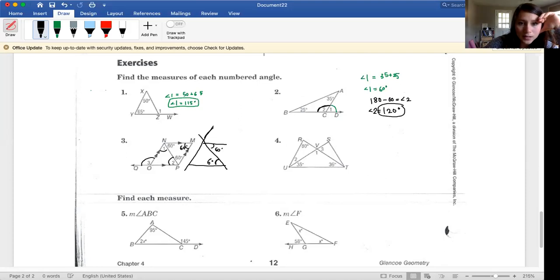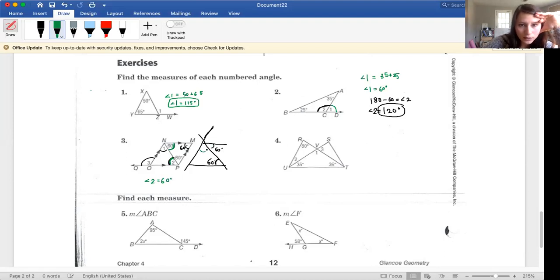Probably 60 degrees, right? This is what we call alternate interior angles. We just learned that last chapter. So 60 right here, 60 right here, alternate interior angles. So angle 2, we don't even have to work it out, it should be 60 degrees.